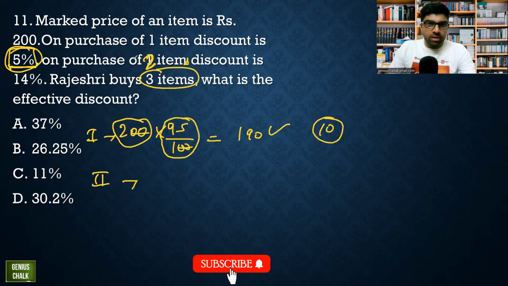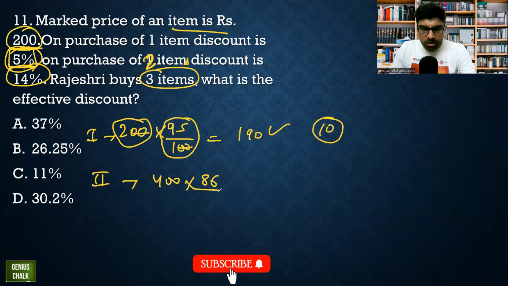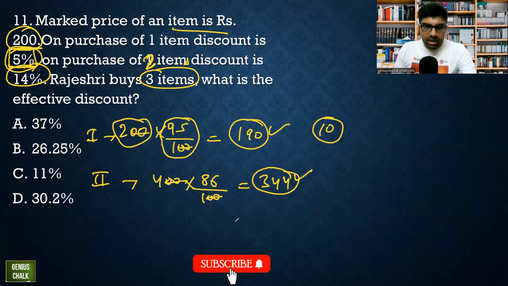If I talk about the second case, there are 2 items. So the MRP of 2 items will be 400 because 1 item's MRP is 200. The discount I'm getting is 14%. So if I'm getting 14% discount, that means I am getting 86% of the value. That means I'm getting 86 into 4. That is 80 into 4, 320, plus 24, 344. So this is the price I will pay for the 2 items of the second case.